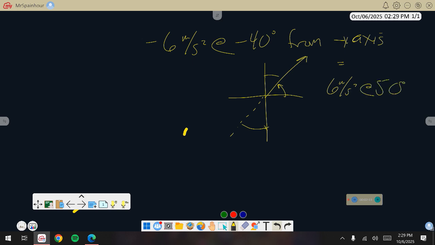That was very quick, but essentially I wouldn't expect you to be able to necessarily do it that fast. But that's what I would be looking for. Once again, start from the negative y, cut clockwise, in this case 40 degrees, go the opposite way because it's a negative magnitude, and then be able to tell me the standard method, which is from the x going counterclockwise to a positive magnitude, so 6 meters per second squared at 50 degrees.